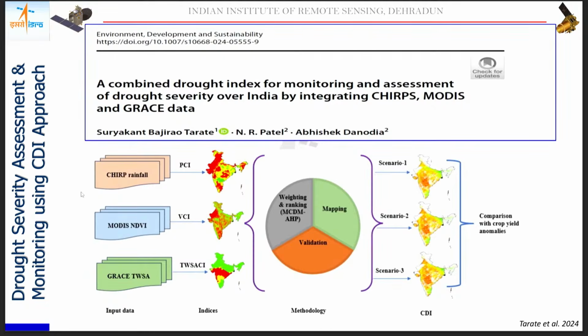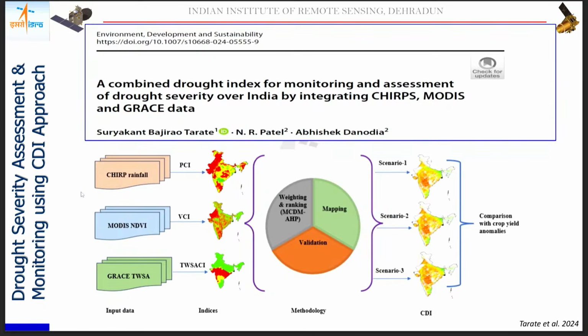In line with that, we also did one study at the pan India level, where we integrated three different kinds of datasets: one is the CHIRPS rainfall dataset, another is the MODIS NDVI dataset, and the third is the GRACE TWSA dataset. CHIRPS gives the rainfall information, MODIS NDVI gives, as I discussed earlier, the normalized difference vegetation index value, and the third, the GRACE dataset, which is TWSA, is the terrestrial water storage anomaly dataset.